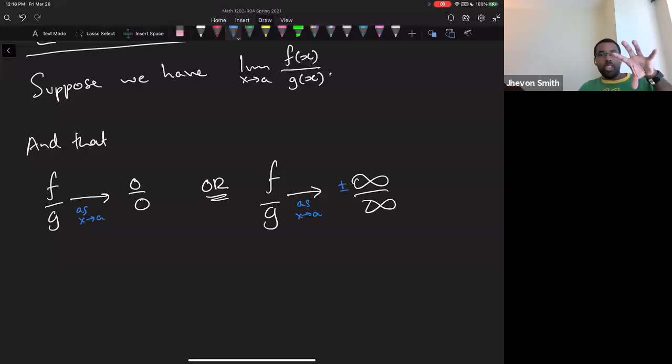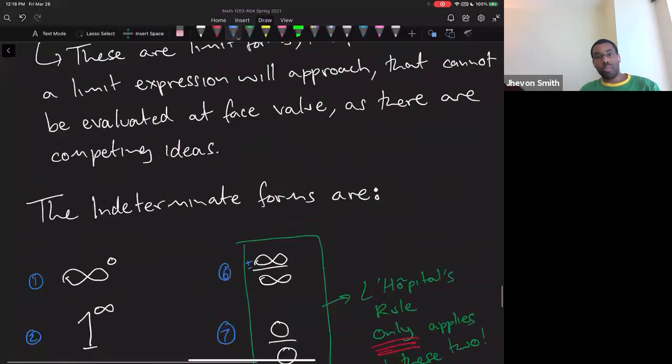So you have a limit of a division, and you know that both the numerator and denominator get close to 0 as x gets close to a, or both the denominator and the numerator become infinite as x gets close to a. Either the top one is plus or minus infinity, and at the same time, the bottom one is plus or minus infinity. So the denominator and the numerator are doing the same thing. They're either both approaching 0 or they're both approaching infinity. In other words, they're getting closer to one of these two limit forms.